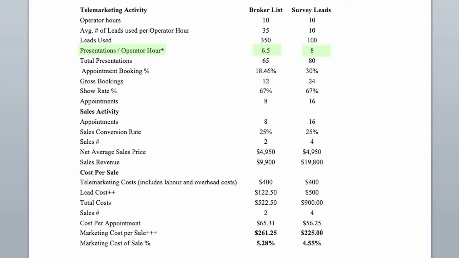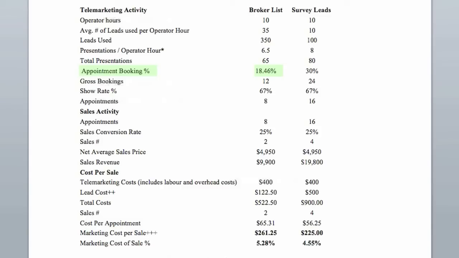Now the presentations per operator hour, obviously there are 6.5 presentations per operator hour there as opposed to 8 per survey leads. The reason it's 8 per survey leads is because a lot of the people you would already have spoken to. Okay, so they're expecting the call, they understand who you are, so you're likely to get through more of those. So the total presentations that you can use would be with the broker's list about 65 and with the survey lead about 80.